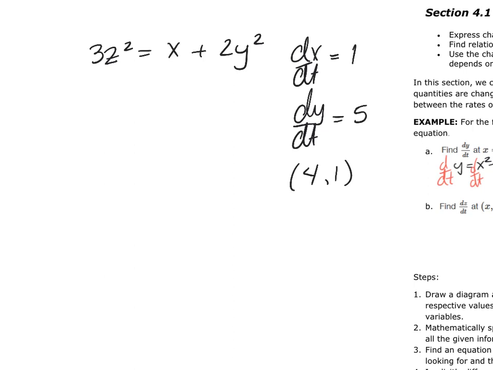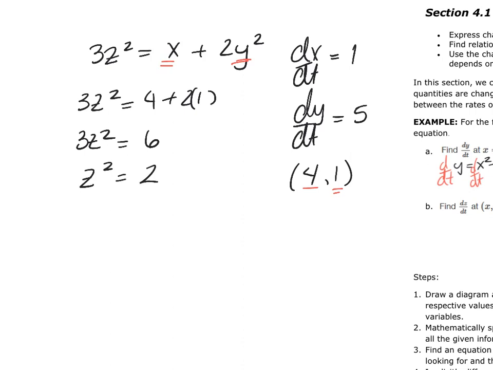Do this one. What am I going to do first? Solve for z. So I'm going to need to solve for z because I'll need that as part of my derivative. So when I solve for z, I'm going to put in these values, 4 wherever I see x and 1 wherever I see y. So I've got 3z squared is equal to 4 plus 2 times 1. So 3z squared is equal to 6. So z squared is equal to 2. So z is equal to, and I'm just going to tell you to take the positive. Normally we should put the plus and minus, but I just want you to take the positive. Okay? So now what? I found z, now what?